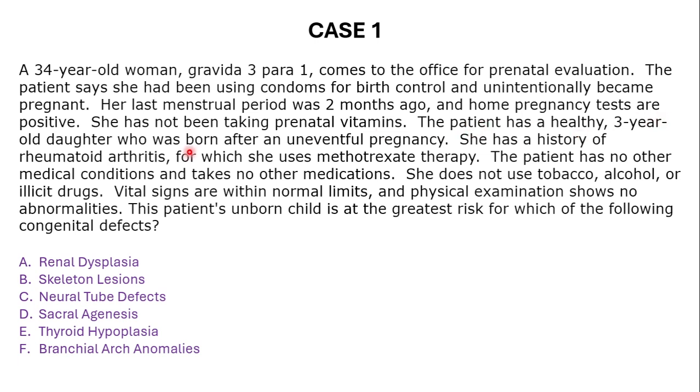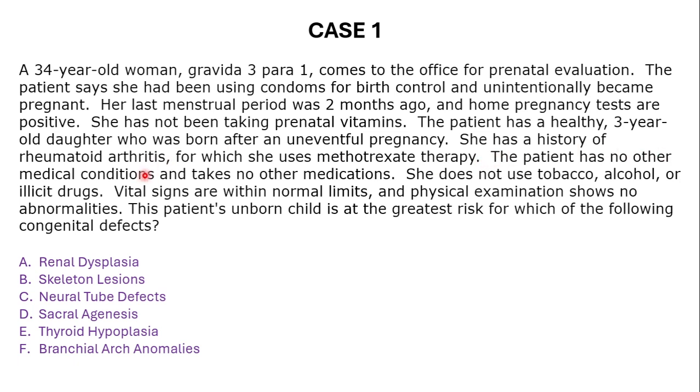The patient has a healthy 3-year-old daughter, lucky her, who was born after an uneventful pregnancy. She has a history of rheumatoid arthritis for which she uses methotrexate. Oh boy, that's a double threat right there. So she's not taking the prenatal vitamins, and in addition to that, she's taking methotrexate, which inhibits the formation of folate. So she's not taking exogenous folate, and she is basically inhibiting the formation of folate. So this patient definitely has folic acid deficiency.